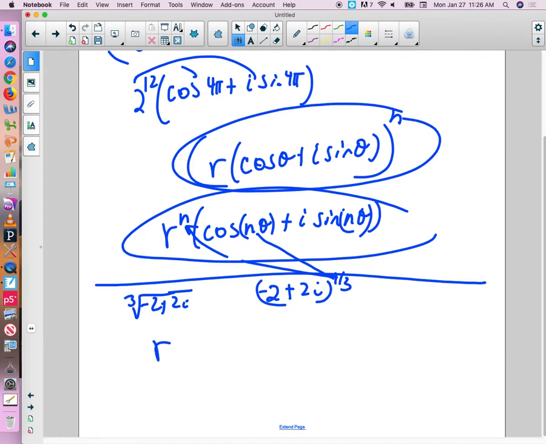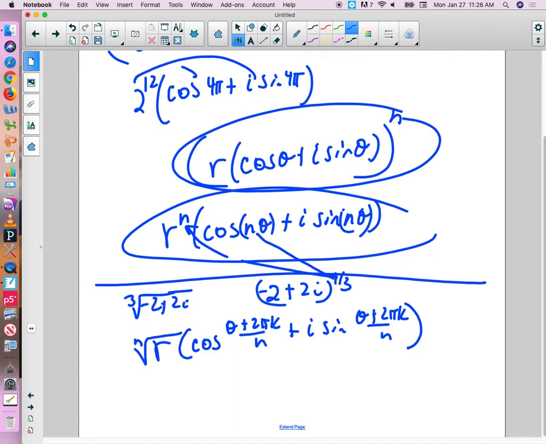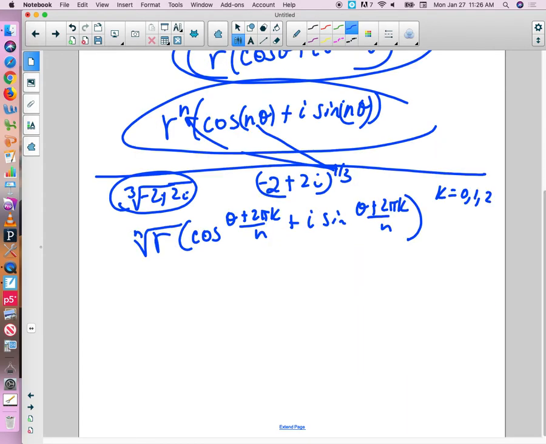We're going to say r to the 1/n, or the nth root. And then we're going to say cosine, I'll explain this, but you're going to have theta plus 2 pi k over n plus i sine of theta plus 2 pi k over n. Because we should end up with 3 of these, where k goes from 0 to 1 to 2. We can talk about why more in the next class.